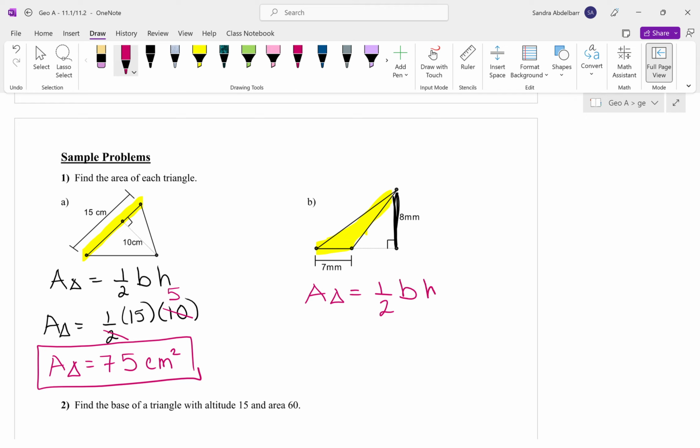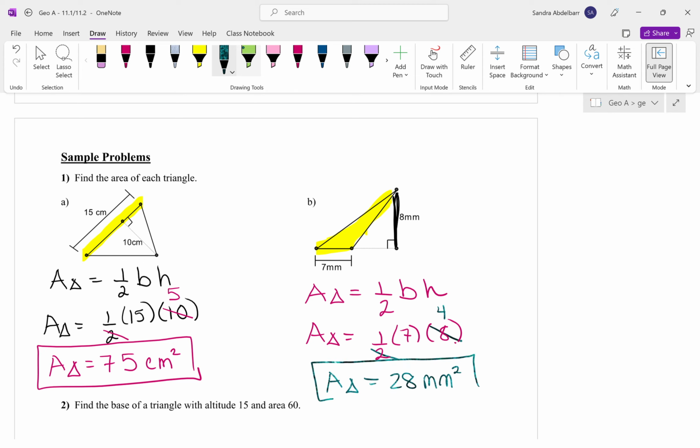So the area of the triangle is half base times height. So we are 7 times 8. Can I simplify just the half and the 8? Can I do that? Absolutely. Half of 8 is 4. So the area of the triangle is 28 centimeters squared. Oh, sorry, millimeters. Yes, Maya.